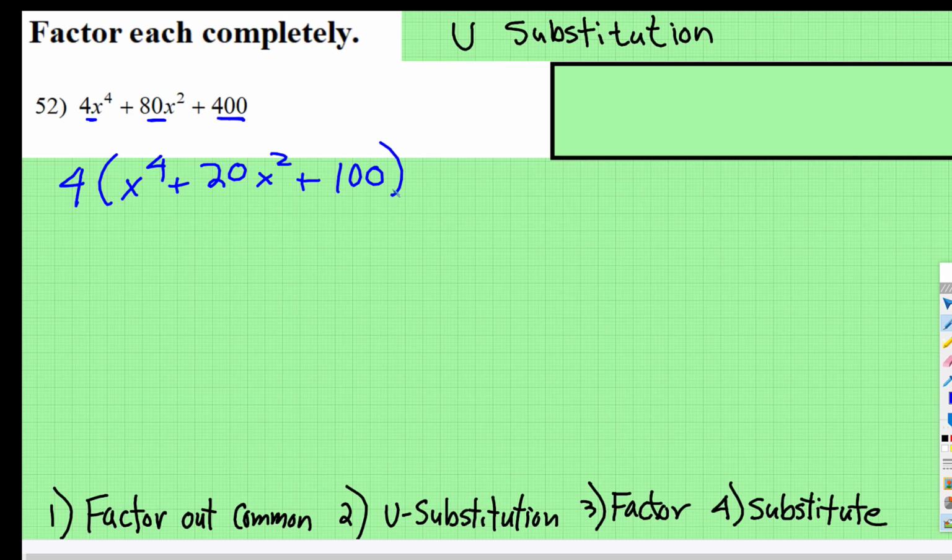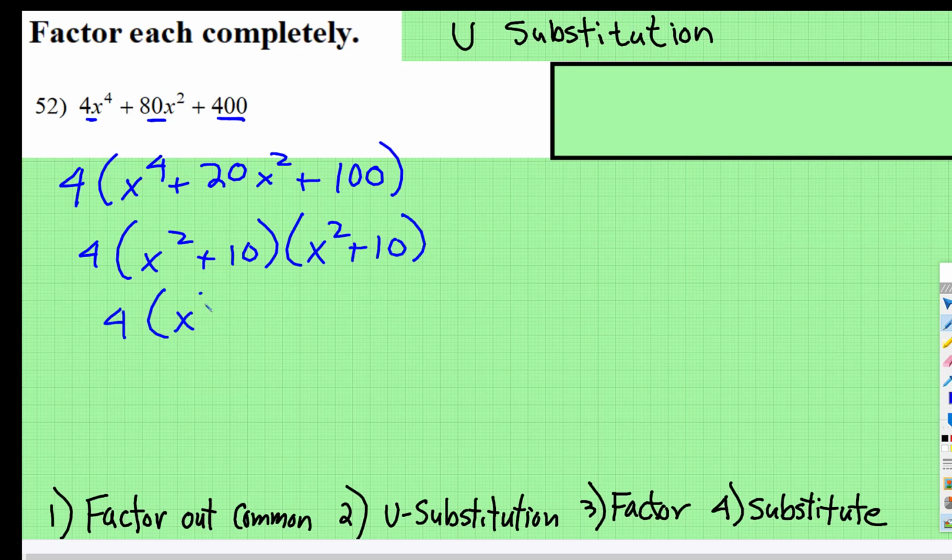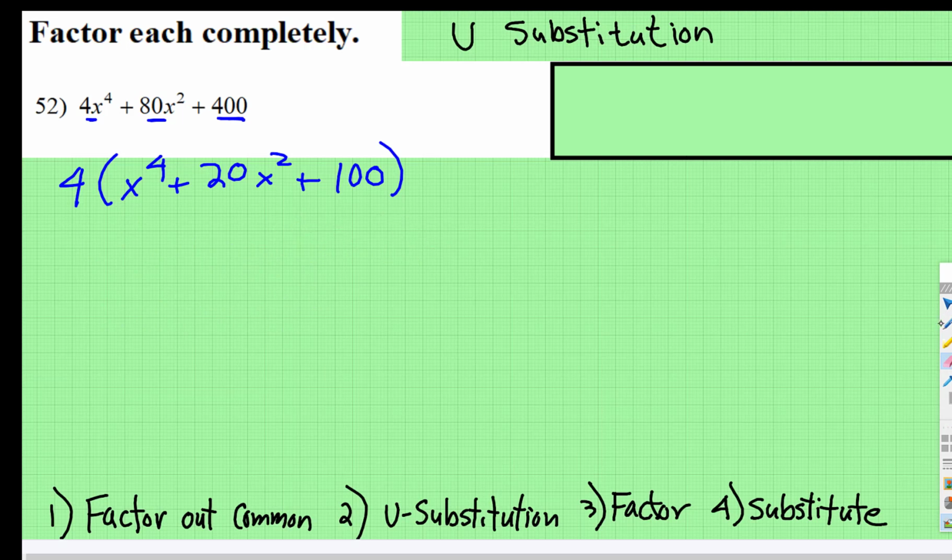Okay, and there's some of you that immediately will be able to see, oh, well, then that would factor to x squared plus 10 times x squared plus 10, which you could rewrite as x squared plus 10 squared. And you would be correct. But the purpose of this video is to introduce U-substitution.